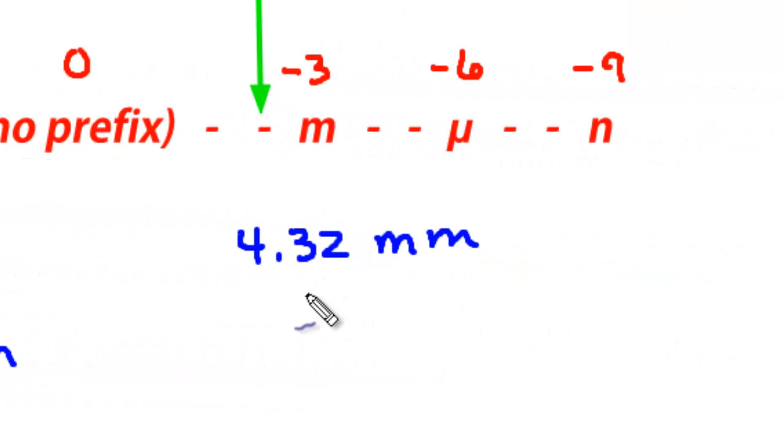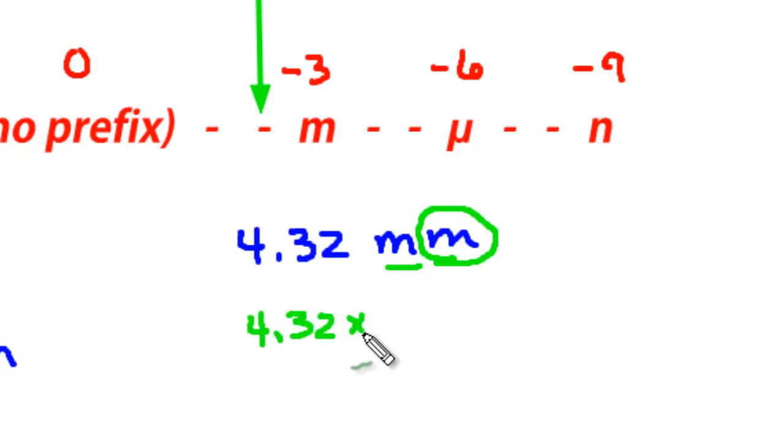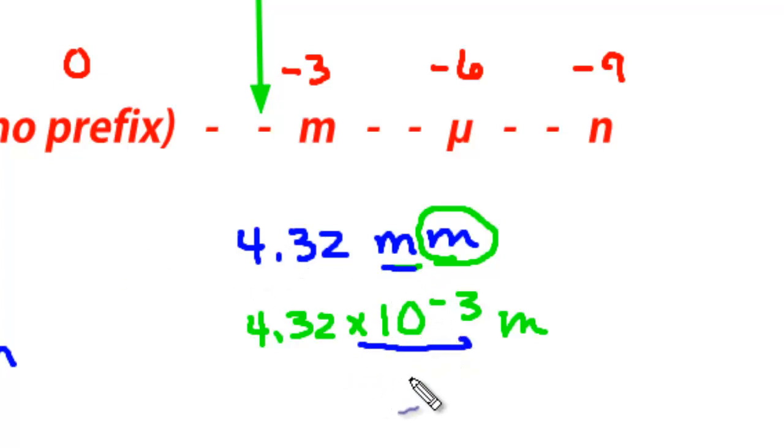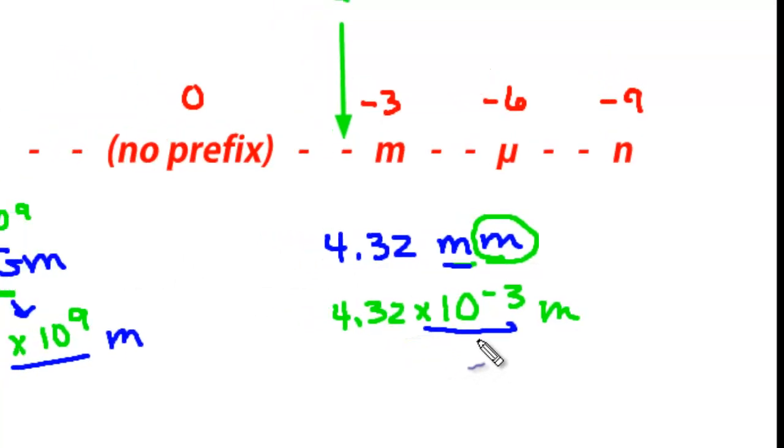Or if you had 4.32 millimeters, the first M has to be the prefix because there's 2 letters here, so this has to be the unit, and of course that's meters and this is milli. So 4.32 would still be 4.32, and the little m stands for 10 to the minus 3, so times 10 to the minus 3 meters. Again, this m stands for times 10 to the minus 3. So if you're just taking the prefix and changing it to a number, that's all you really have to do.